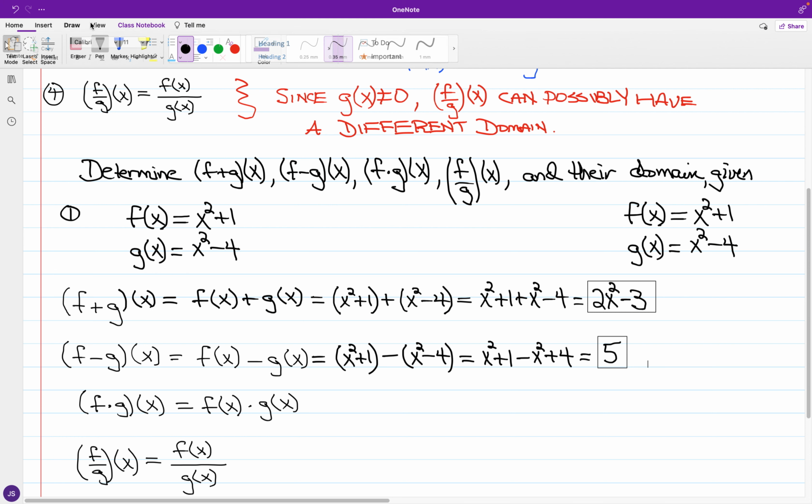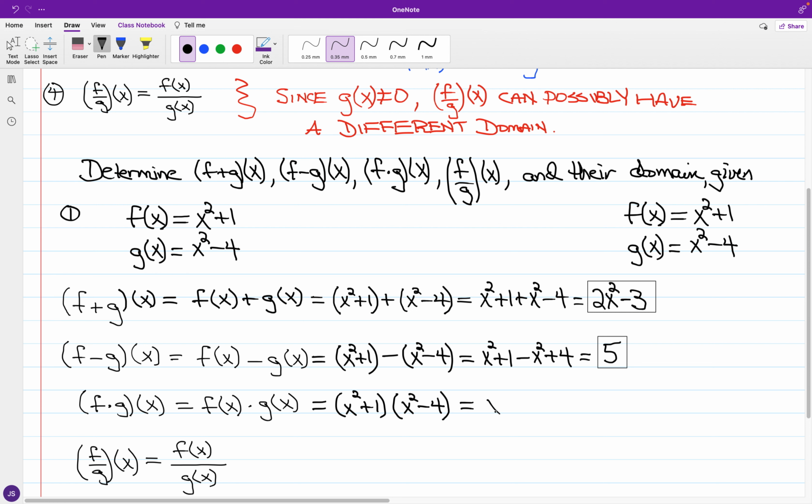And in the case of the product function, we have f of x times g of x. Again, we have f of x as x squared plus 1, and g of x we have with x squared minus 4. And looking at distributing, if I FOIL out, we have first part, x squared times x squared, which would be x to the 4th.